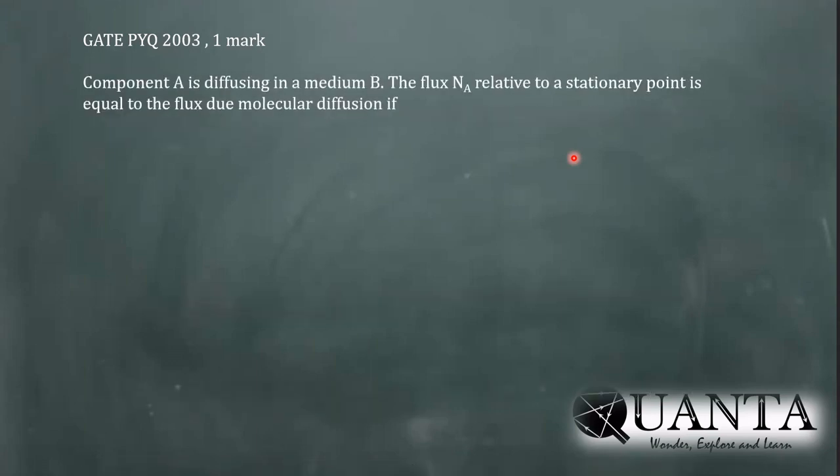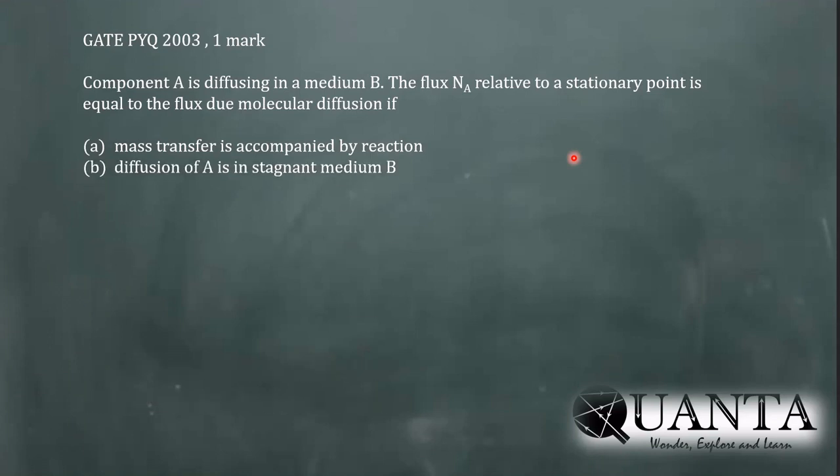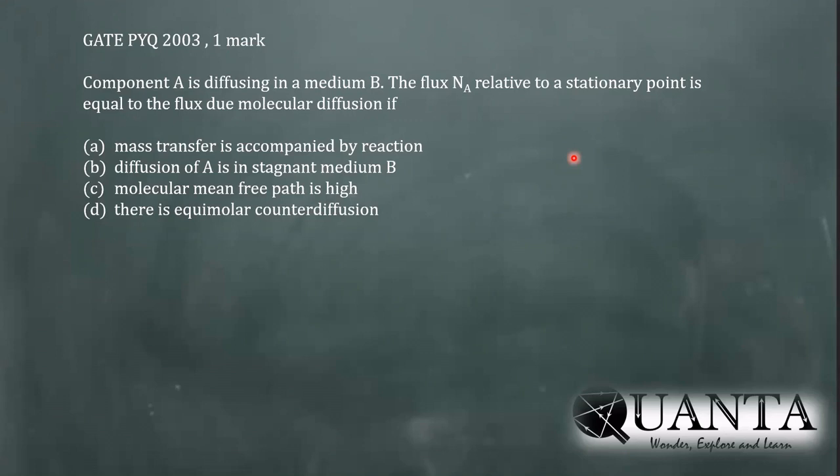There was a question in the GATE examination in year 2003 for 1 mark based on the different fluxes. Component A is diffusing in a medium B. The flux NA relative to a stationary point is equal to the flux due to molecular diffusion if, and these were the options, mass transfer is accompanied by a reaction, diffusion of A is in stagnant medium B, molecular mean free path is high, and there is equimolar counter diffusion. Let's take a minute to think this through.